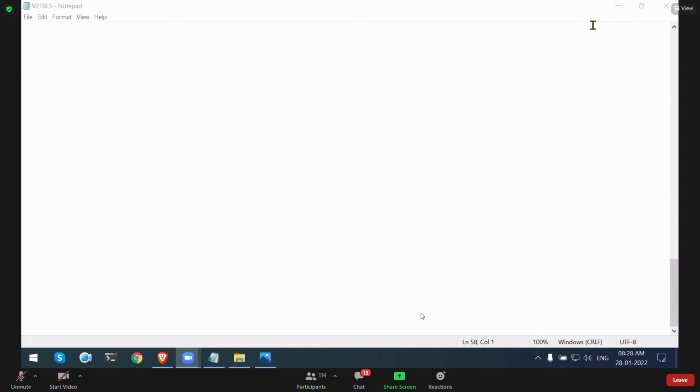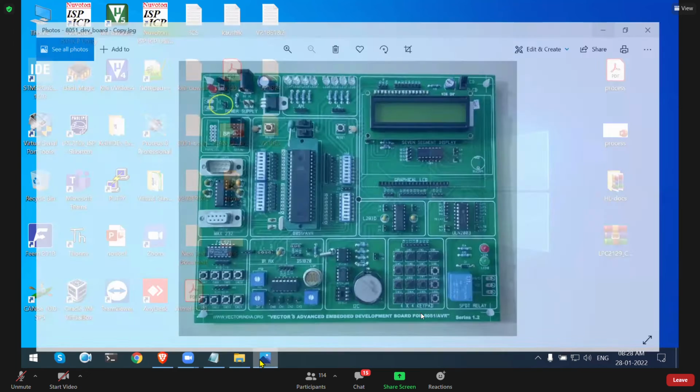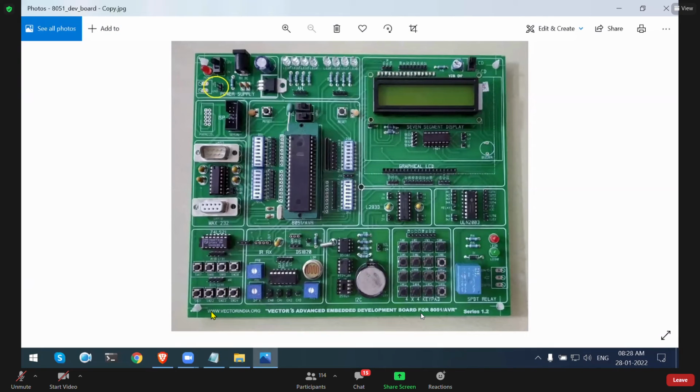Power on the circuit. Here it is. This is the power supply unit, and this is the regulator IC 7805, which will provide 5 volt on the board to each and every IC. It will provide 5 volt to the LCD and LEDs.